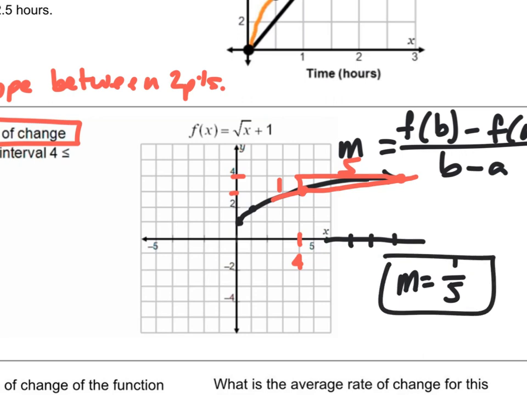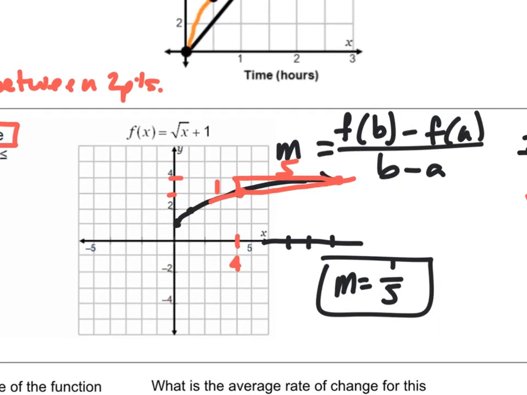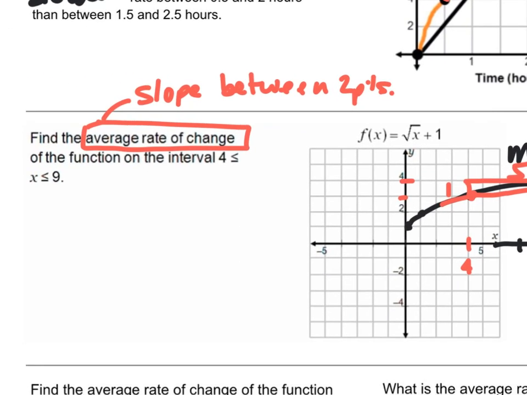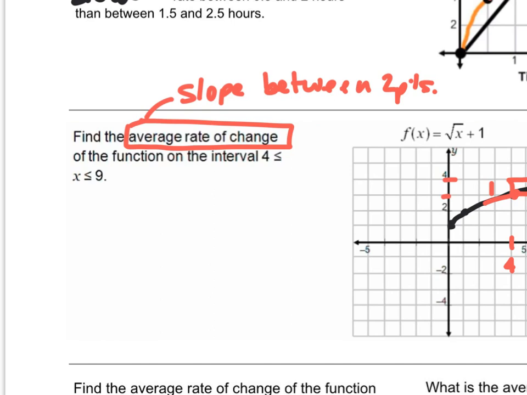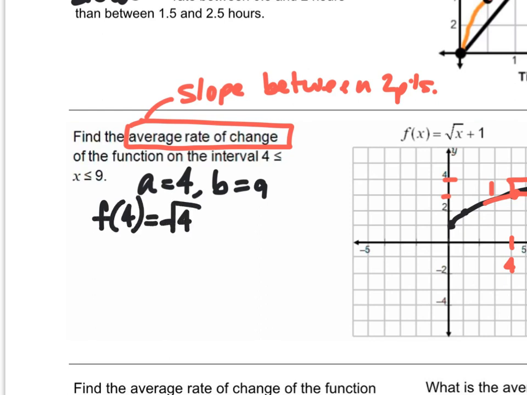Now, I want to use this f of b minus f of a all over b minus a, the slope formula. I know that my interval goes from 4 to 9. That means that a is equal to 4 and b is equal to 9. Now remember that these are x values. If I wanted to find the y values, then I would find f of a, which is f of 4, which is the square root of 4 plus 1. So f of 4 is equal to 2 plus 1, which is equal to 3.